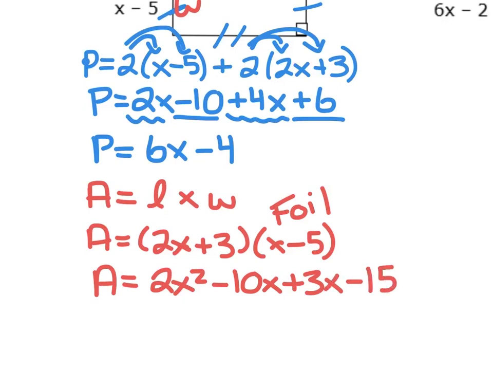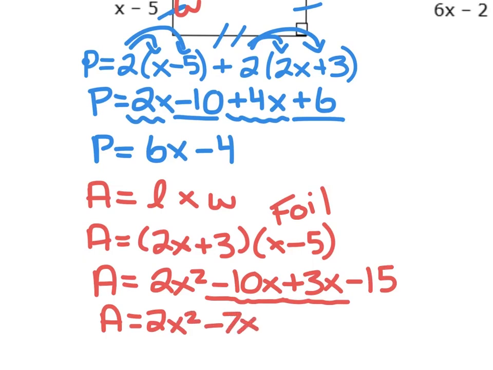One last step would be to collect the like terms. So negative 10x plus 3x. We'll rewrite it out as 2x squared minus 7x minus 15. So in this above, we have found the perimeter and the area.